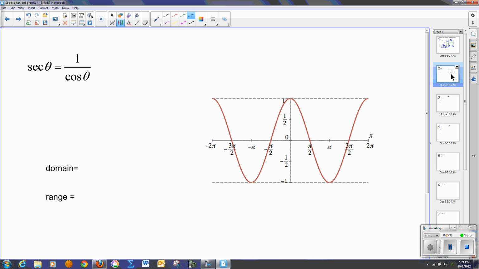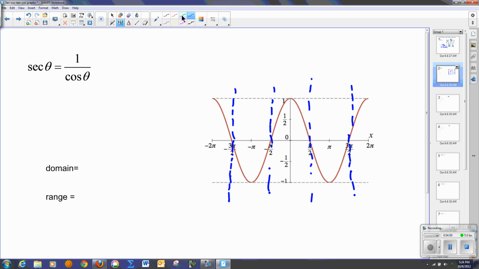We're going to now graph secant, which is the reciprocal of cosine. So again, everywhere I see a 0 goes an asymptote. So here's my first at pi over 2. I have another at 3 pi over 2, not a very straight line. Another at negative pi over 2. Another at negative 3 pi over 2.